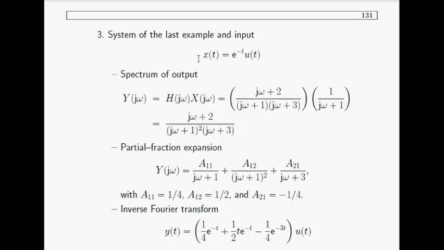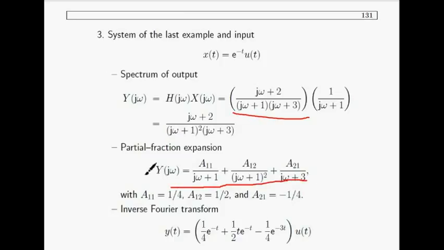Let's see the third example. I have x(t) as e to the power minus t u(t), and this is the system of the last example. I have defined the input, and I have Y of j omega, which is H of j omega times X of j omega, and I also have H of j omega from the last example. X of j omega will be 1 upon j omega plus 1. So you can see that Y of j omega is (j omega plus 2) upon ((j omega plus 1)^2 times (j omega plus 3)). With the help of the partial fraction technique, I can rewrite this equation in this manner.